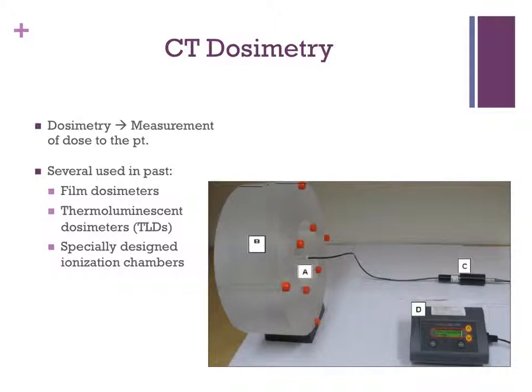There were several different types of dosimeters that were used in the past to measure dose in CT. These include film dosimeters, thermoluminescent dosimeters, which are also known as TLDs, and specially designed ionization chambers. So in this picture right here, A is the ionization chamber. B is just the phantom itself, the whole big thing right here. And C is the digitizer, and D is actually the dosimeter.